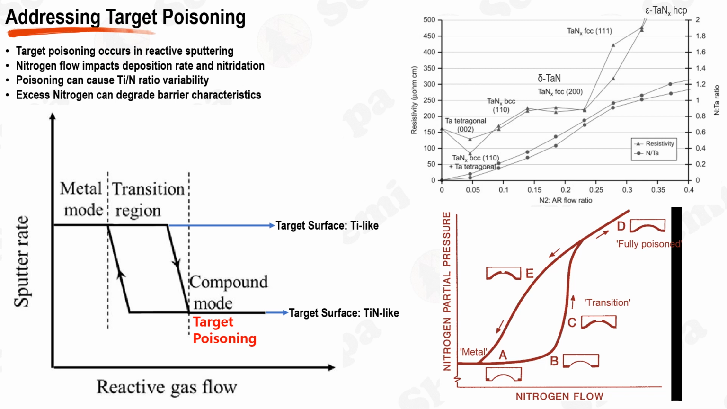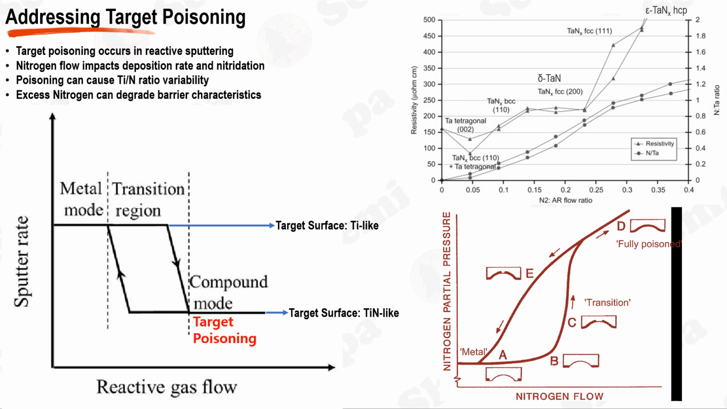The transition between these modes often involves a hysteresis behavior, which means the path of change is different depending on whether the transition is from metal mode to compound mode or vice versa. Optimizing the N2 flow is essential to balance between achieving a high deposition rate and maximizing film nitridation.